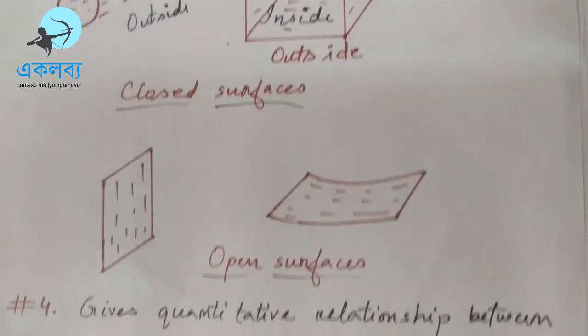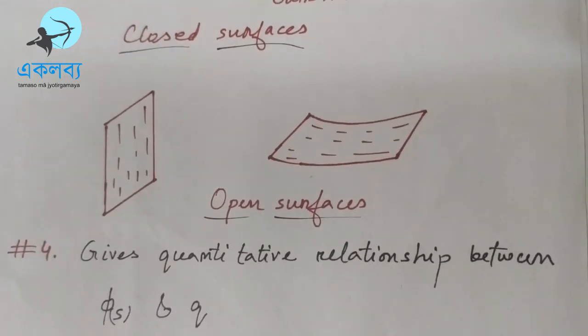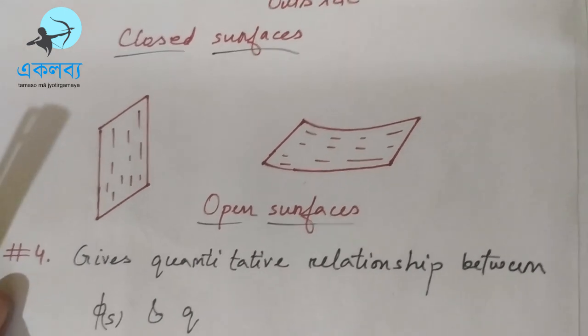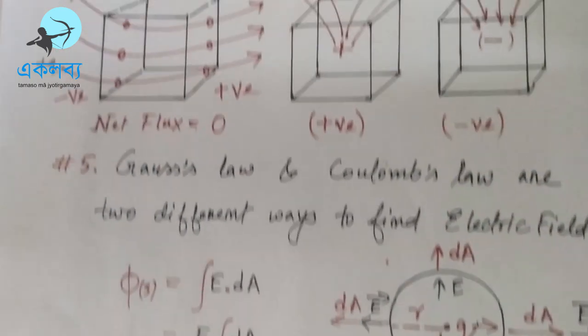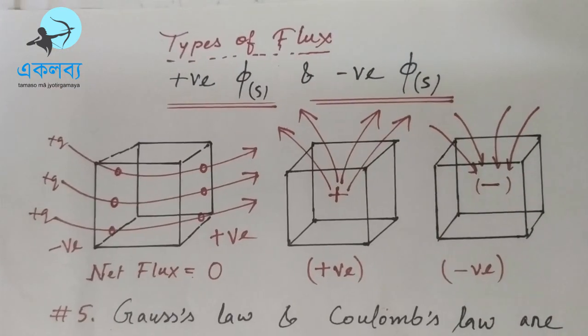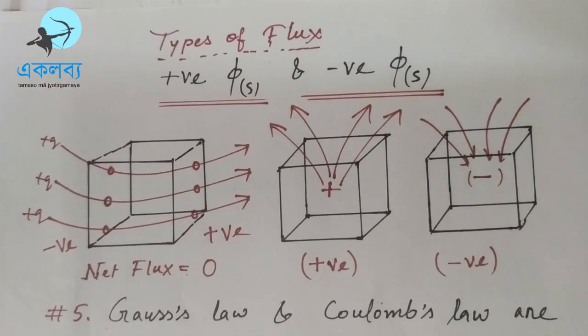The fourth important point: Gauss's law gives a quantitative relationship between flux and charge. This quantitative relation is used in all problems of Gauss's law. So it is very important, and I will derive it after a few minutes. Before I go to the derivation, I will give you some idea about electric flux, because the whole of Gauss's law depends on the flux, on how you take the flux.